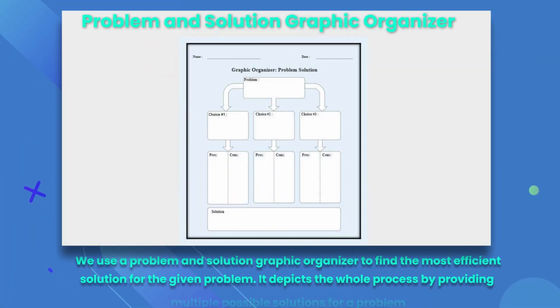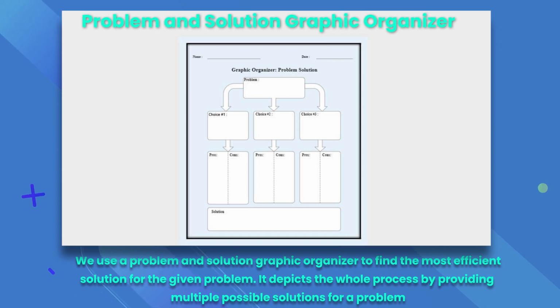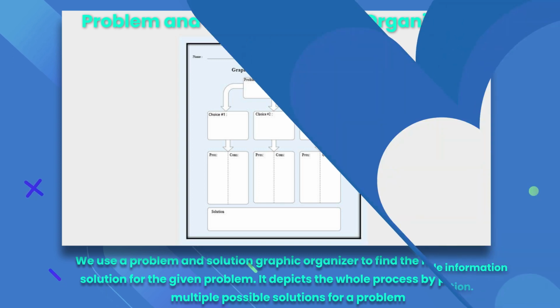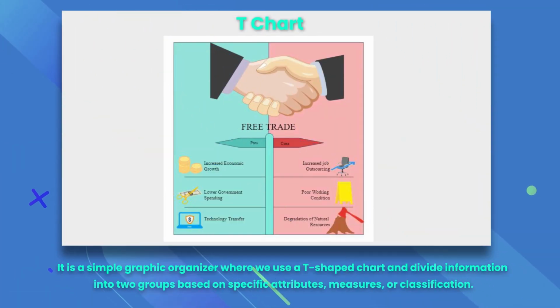Problem and solution graphic organizer. We use a problem and solution graphic organizer to find the most efficient solution for the given problem. It depicts the whole process by providing multiple possible solutions for a problem. T-chart. It is a simple graphic organizer where we use a T-shaped chart and divide information into two groups based on specific attributes, measures, or classification.